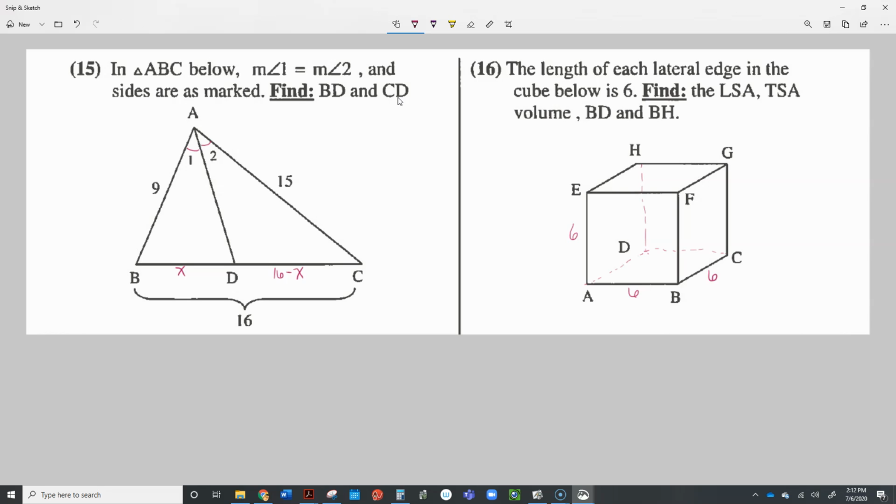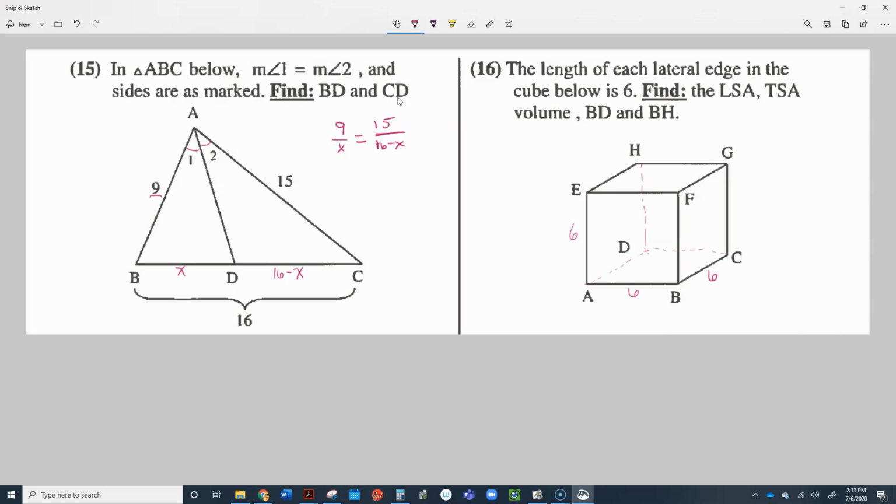But when we have an angle bisector, and we do right here because it tells us the measure of angle 1 is equal to the measure of angle 2, what happens is the two pieces, the leg and the piece of this other leg right here that's attached to it, so 9 and x, make a ratio that's equal to 15 and 16 minus x.